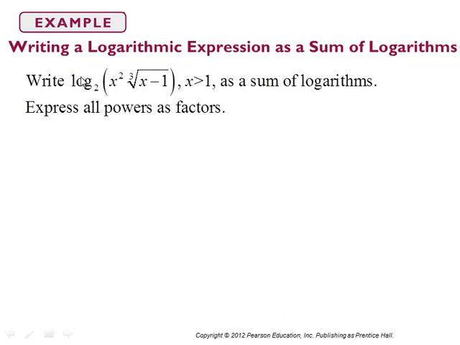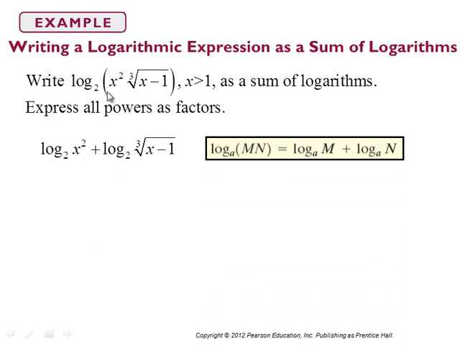Suppose that we've got the log base 2 of the quantity x squared times the cube root of x minus 1. We're going to assume that x is greater than 1. Otherwise, we'd be taking the log of some negative numbers, which is not allowed. All right, so look within the argument here: we've got powers and products.